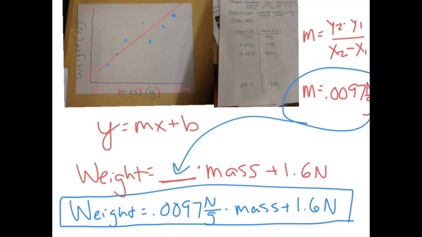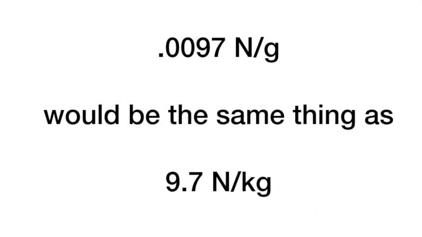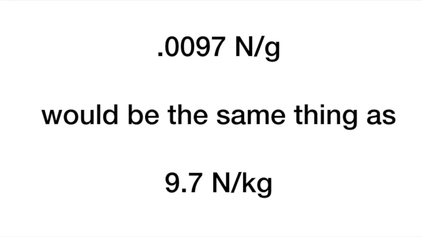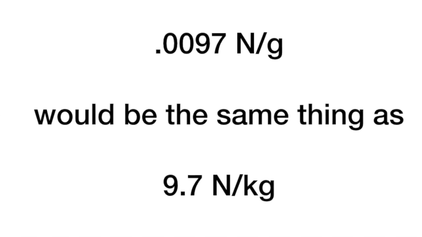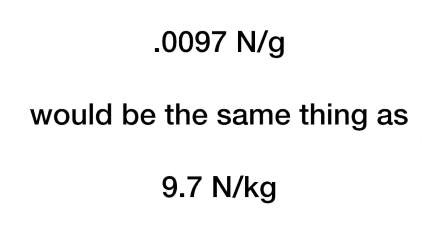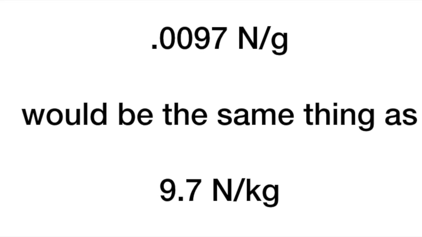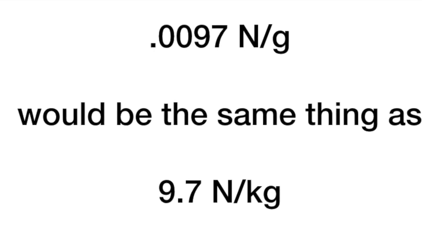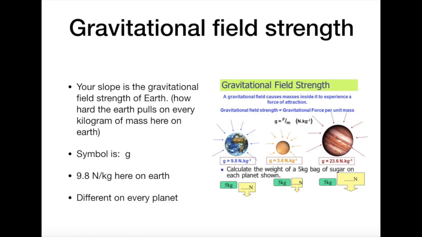Now, the gram is not the standard unit, and so if we do a little conversion here and make that newtons per kilogram, that would be the standard. We end up with a value that's about 9.7 newtons for every kilogram of mass. Well, you've probably heard that amount before. 9.7 newtons for every kilogram of mass is really close to 9.8 newtons for every kilogram of mass, and that is in fact the field strength here of Earth. So the gravitational field strength is this value.